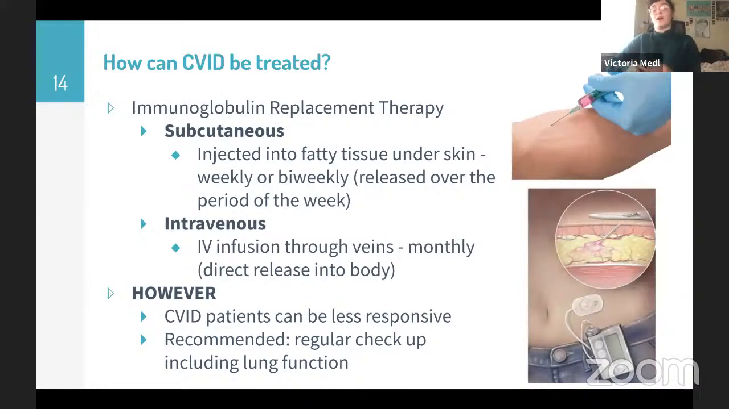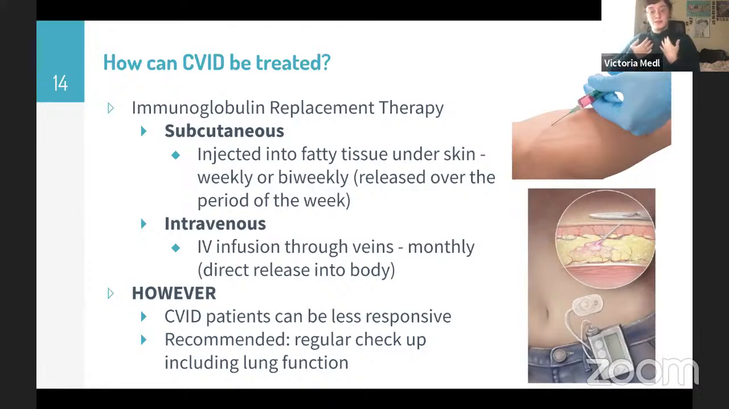Intravenous is an IV infusion directly through the veins. This is monthly, and it's a direct release into the body. So you'll see once you get IVIG, that's what it's called, intravenous immunoglobulin replacement therapy, you'll notice that you will peak, and then through those next couple of weeks, like week 3 and 4, you'll get to a very low point.